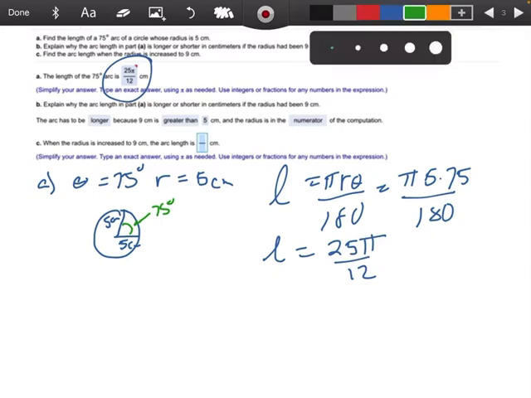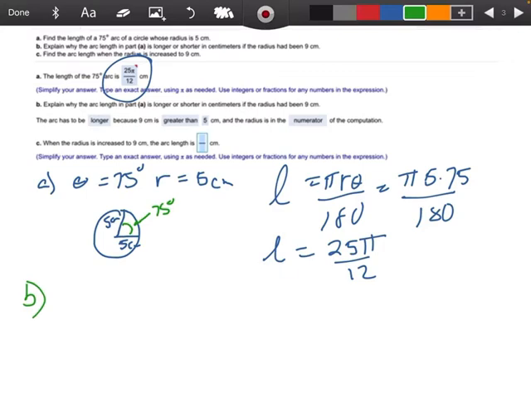Now, there is a part B. Part B says, explain why the length in part A is longer or shorter in centimeters than if the radius had been 9 centimeters. Here it tells me that the arc has to be longer because 9 centimeters is greater than 5 centimeters and the radius is in the numerator.